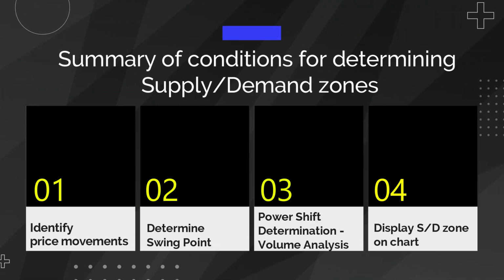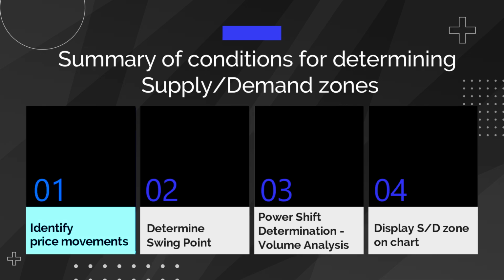To wrap up, here's a summary of how VoluTank Army forms supply and demand zones. 1. It starts by monitoring price movement to identify areas with potential for reversal. 2. Then it detects swing points, both swing highs and swing lows, where market control often shifts. 3. It looks for power shift signals at these swing points, indicating a change in market dominance, and analyzes the volume of the two key candles to measure the actual strength inside the zone. 4. Once all conditions are met, the indicator automatically plots the supply or demand zone on the chart, giving traders clear visual cues for their decisions.